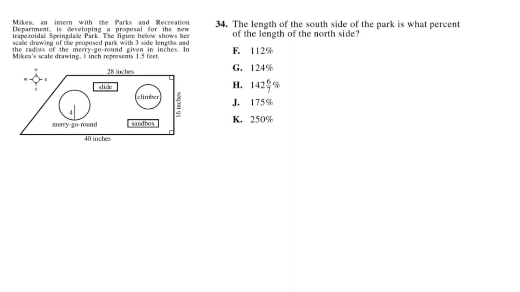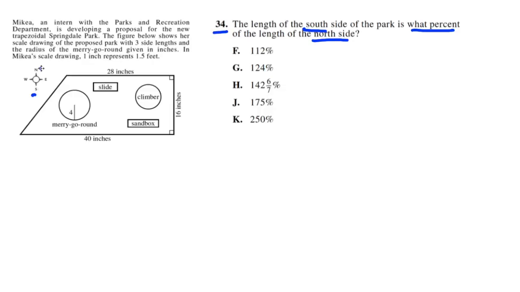All right, 34. In the middle of the mediums, medium difficulty. And this is a multiple question problem off of one diagram, and it says the length of the south side of the park is what percent of the length of the north side? Very easy problem for a medium. Here's south, here's north. Here's south, here's north.